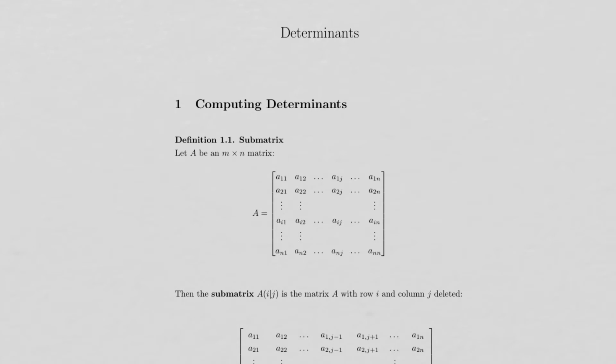Our first definition is a submatrix. So if I have this matrix A here, we define the submatrix, A with an i and a j in parentheses like this, to be this matrix A with row i and column j deleted. So the i tells you what row to delete and the j tells you what column to delete.